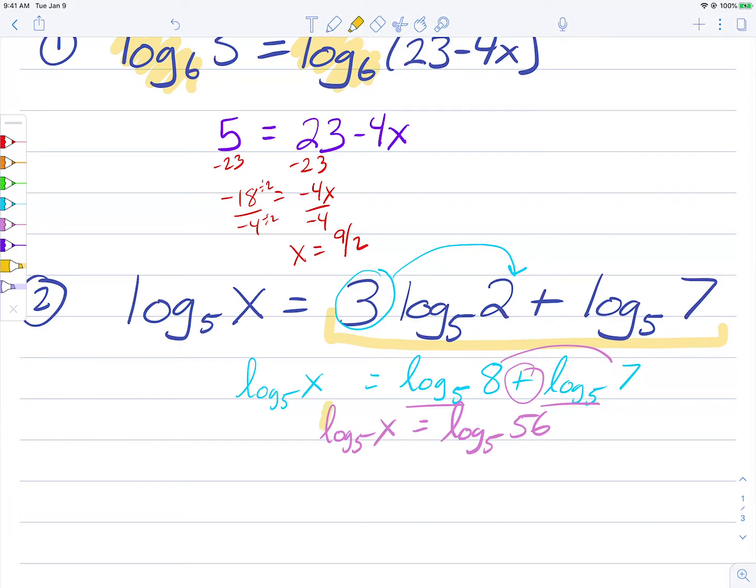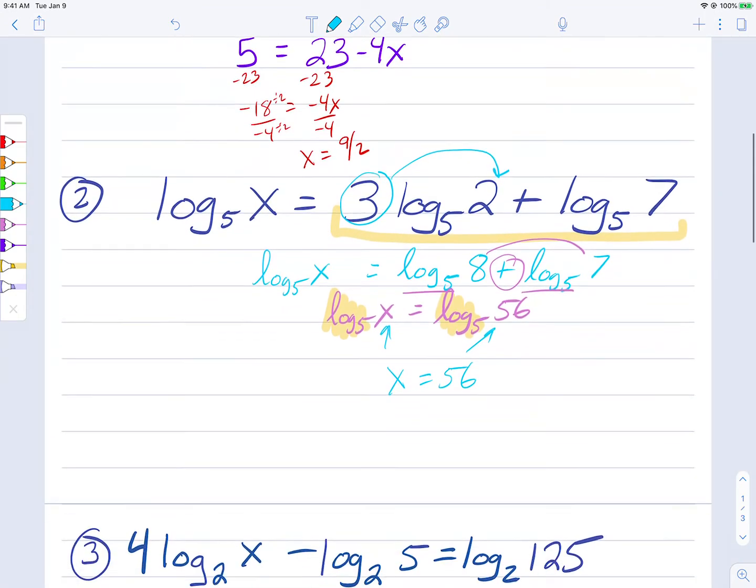Now you'll notice that they both say the log base 5 equals log base 5. This is why it's one of those log equals log problems. And we have an x, and it equals 56, and we are done with that one. So using the property of logs is also going to be something you need to do today.